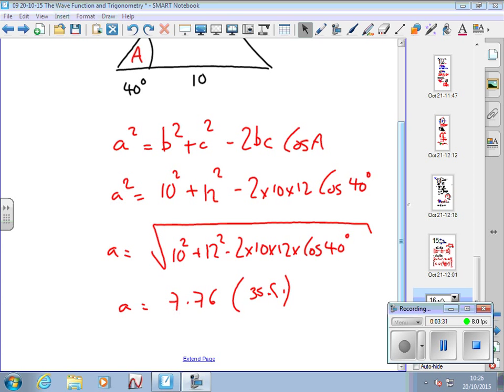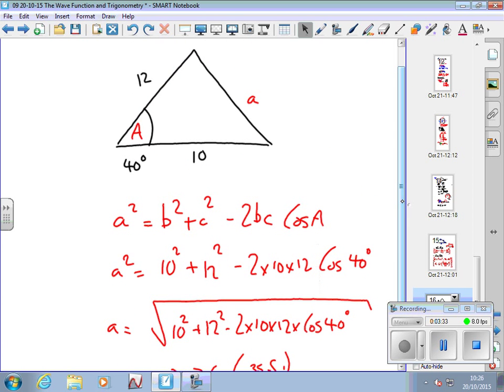So the cosine rule, although it looks complicated, is very easy to use. We do need this information. To be able to use it, we need to know the angle opposite the one we're interested in, plus the other two sides. And if you haven't got that information, you can't use it. So it's easy. You've got all the information, just plug it in, and out comes the answer.